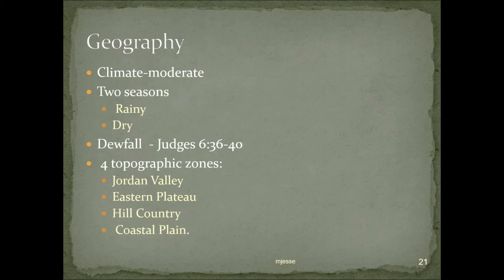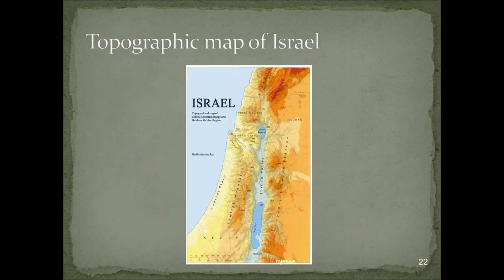Dewfall is significant because it provides moisture in a dry season, and generally it's fairly dry in this part of the world. And we have references to dewfall when we think of the miracles in the story of Gideon and the fleece, which we find in the book of Judges, chapter 6, verses 36 through 40. The land is divided into 4 different topographic zones: the Jordan Valley, the Eastern Plateau, the hill country, and the coastal plains.